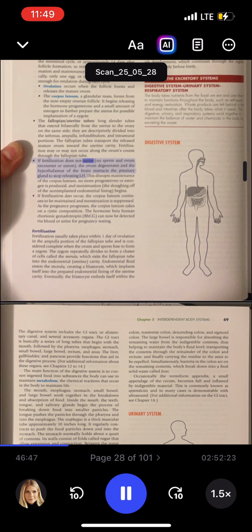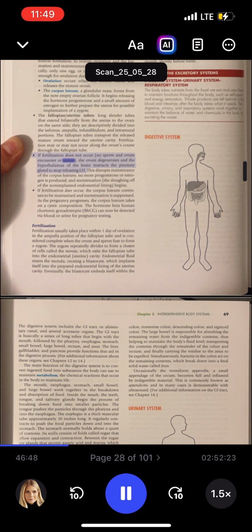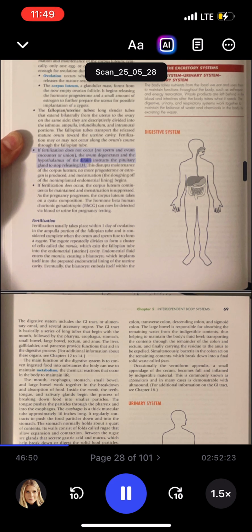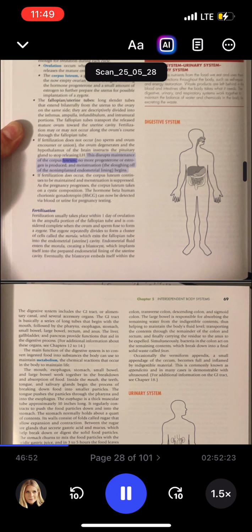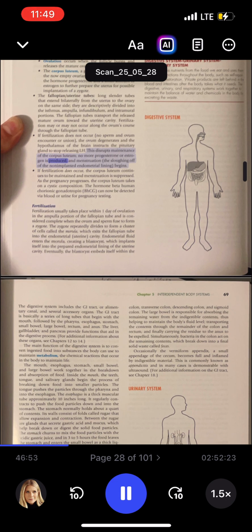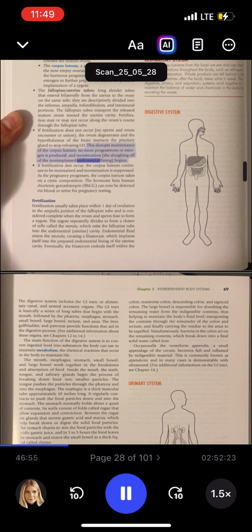If fertilization does not occur, no sperm and ovum encounter or union. The ovum degenerates and the hypothalamus of the brain instructs the pituitary gland to stop releasing LH. This disrupts maintenance of the corpus luteum. No more progesterone or estrogen is produced, and menstruation, the sloughing off of the non-implanted endometrial lining, begins.